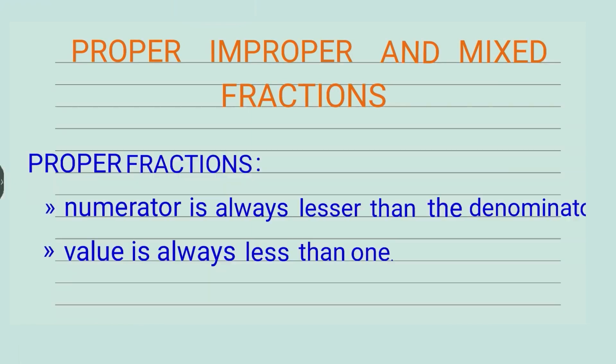We'll begin with proper fractions. How do we identify them? There are two ways to identify proper fractions. The first one, numerator is always lesser than the denominator. Second one, the value of the fraction is always less than 1. Now, let's take a look at a few examples of proper fractions.